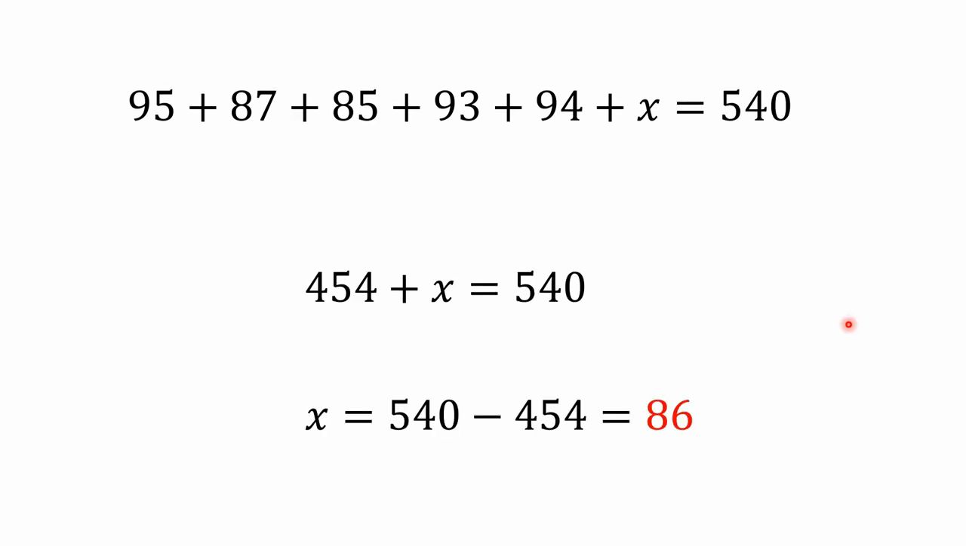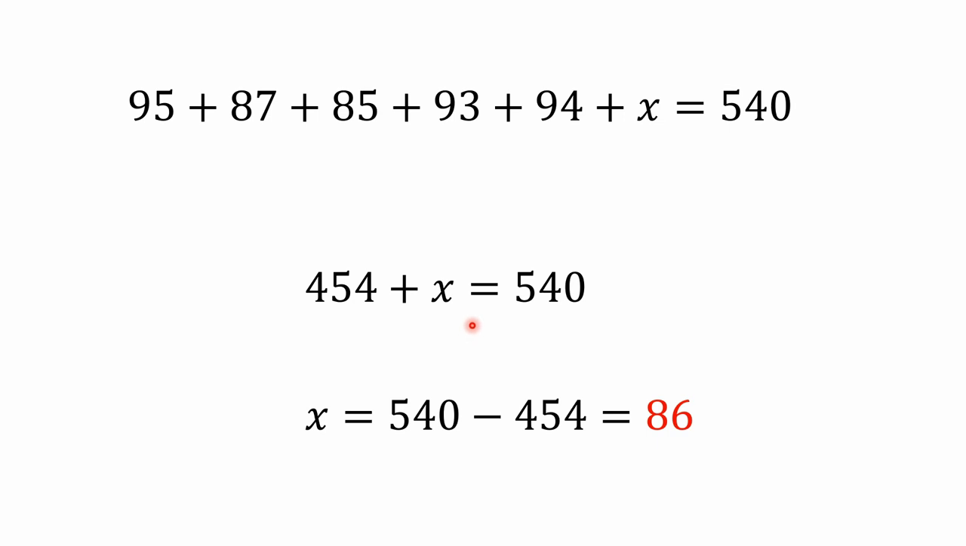All right, from there, we're just trying to isolate x, right? So that's pretty easy. Let's add up the numbers that we know over here on the left. That would be all of these. Well, these all add up to 454. So we can further simplify the equation and write it out as 454 plus x equals 540.